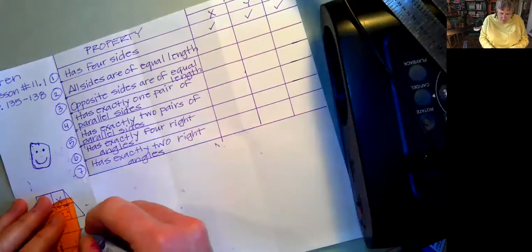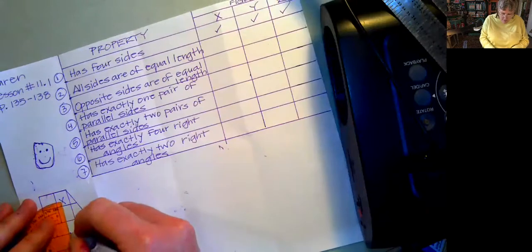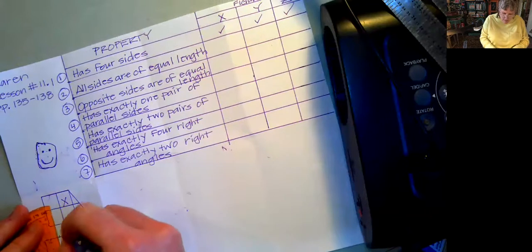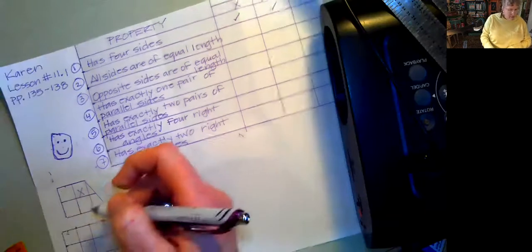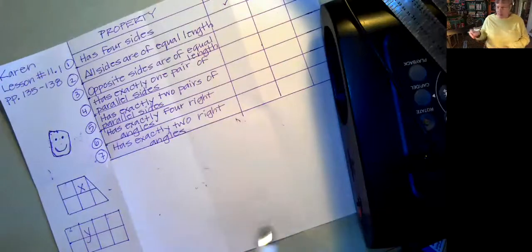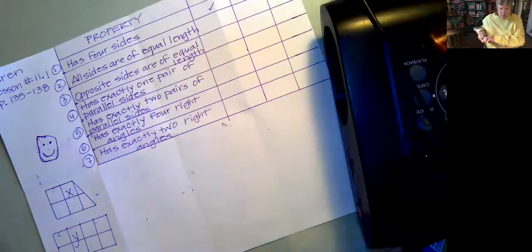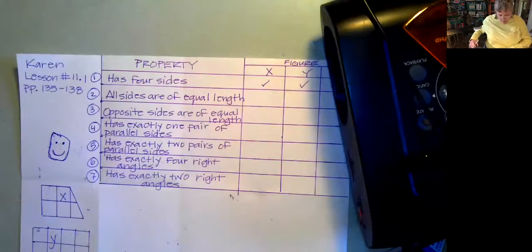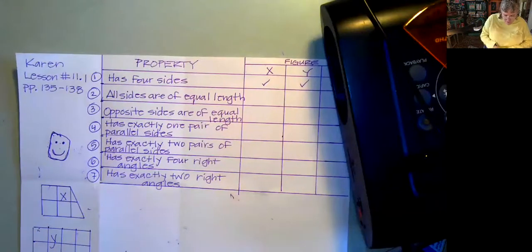So this one looks like this. And this is Y. And then Z, we have one that's 2 by 2.